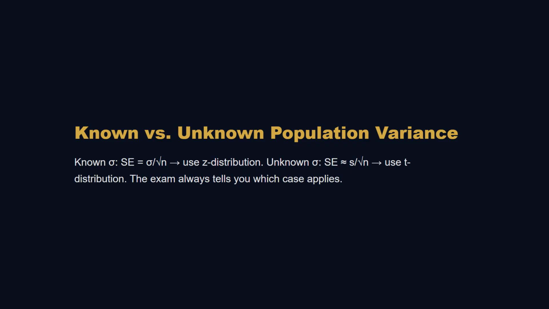We will get to that distinction shortly. For now, remember two formulas. When sigma is known, standard error equals sigma over root n. When sigma is unknown, standard error is estimated as S over root n. The CFA exam will tell you whether sigma is known or unknown. This determines which distribution you use for confidence intervals.